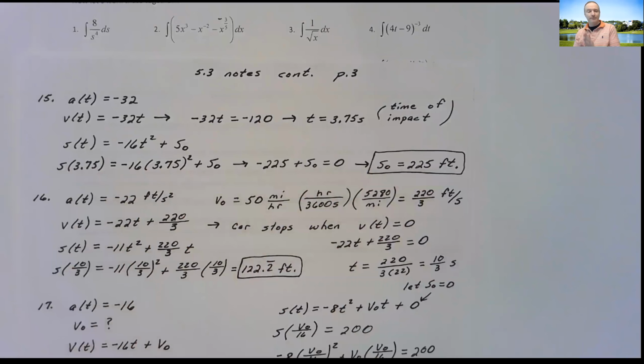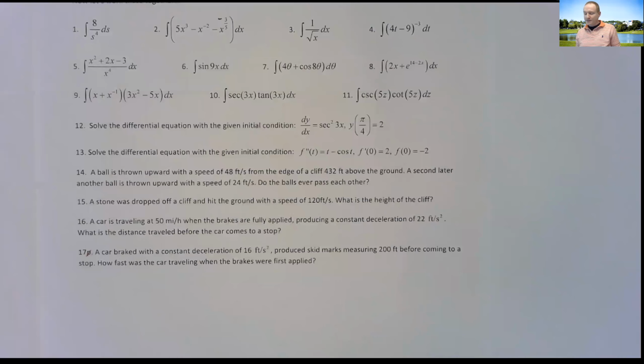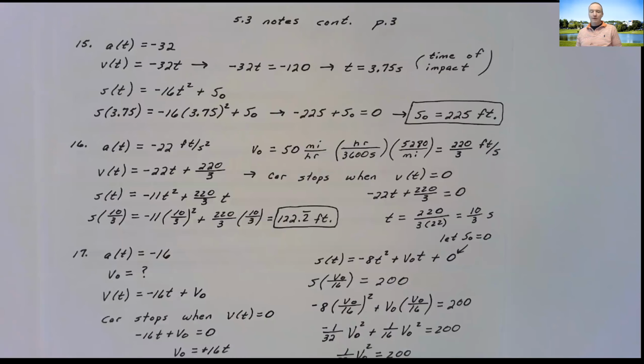Very nice problem. Up next, we have 16. It's saying a car is traveling 50 miles per hour when the brakes are fully applied, producing a constant deceleration of 22 feet per second squared. What is the distance traveled before the car comes to a stop? Nice problem. So this time, for once, we have a different acceleration function.